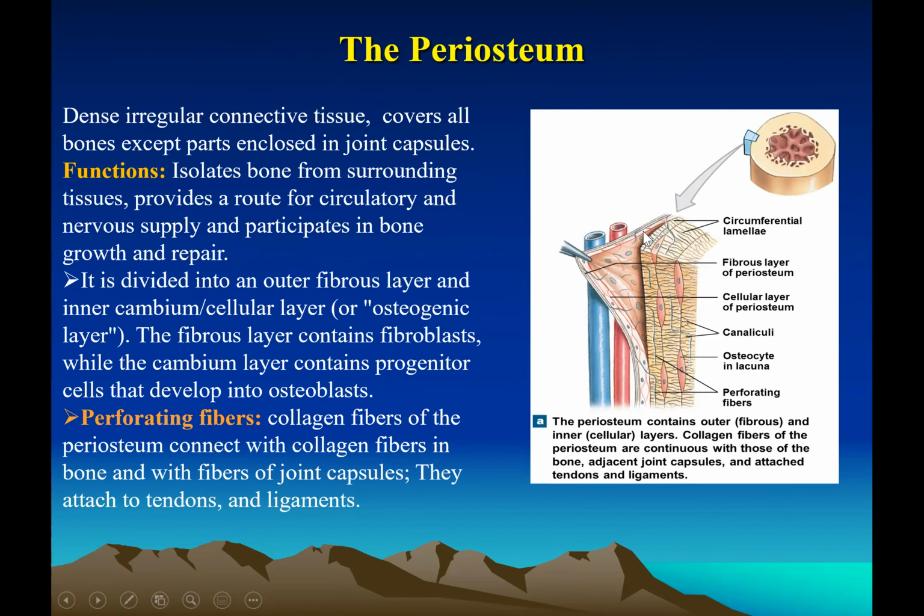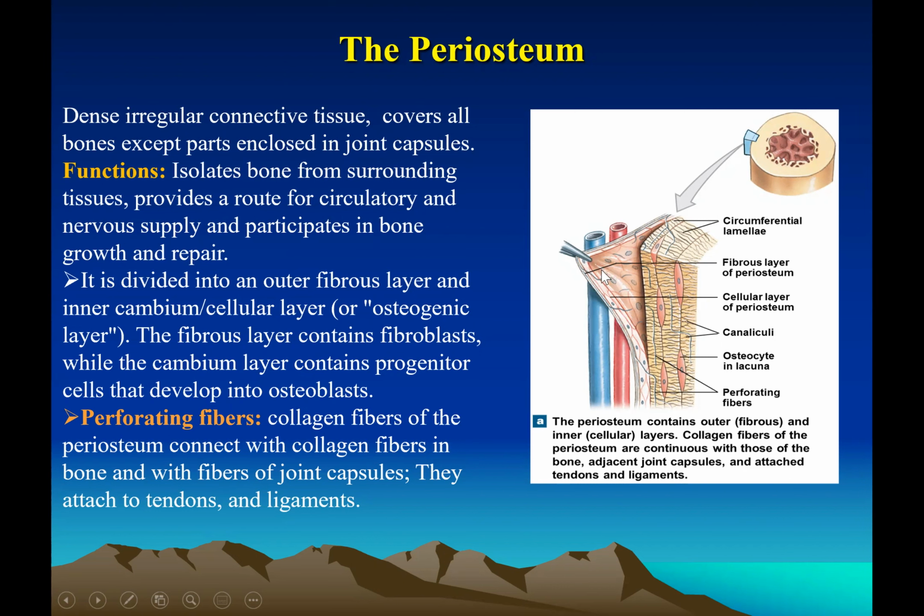Periosteum is dense, irregular connective tissue that covers all the bones in our body. So it's very protective in function. It is found everywhere except in the joint capsules. The main function is to isolate the bone from the surrounding tissue, and it provides a conduit for arteries and veins to enter and nourish the bone.